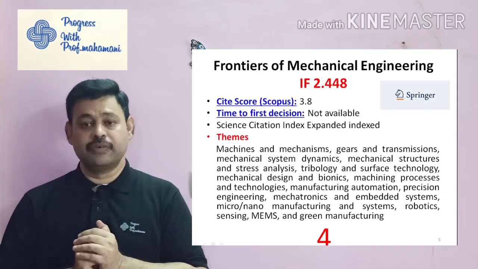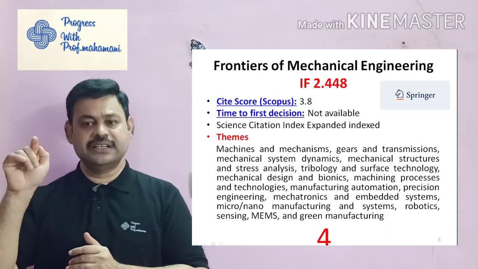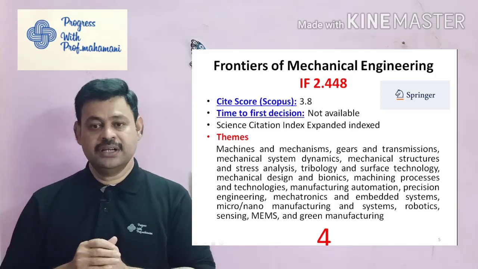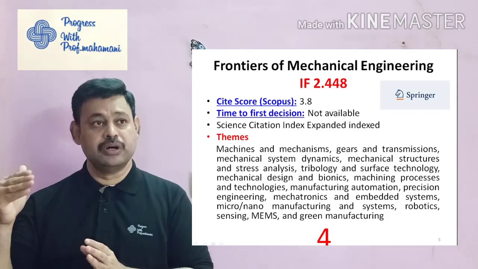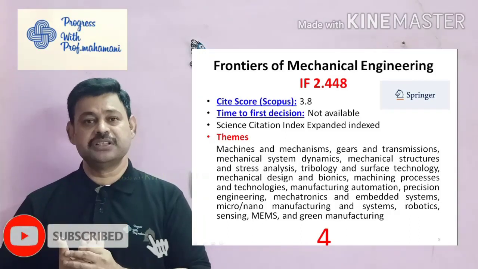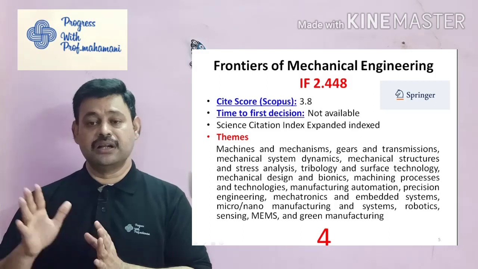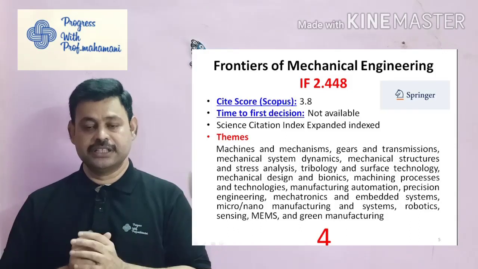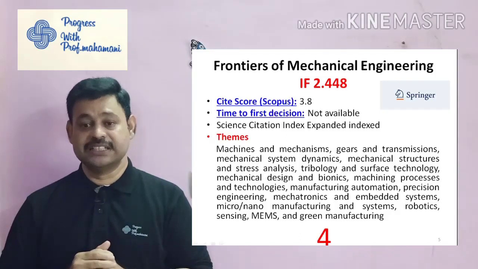Let us go to the fourth journal. The fourth journal is Frontiers of Mechanical Engineering. The impact factor is 2.4. Springer is the publisher running this journal. This is a Scopus indexed journal with a CiteScore of 3.8. Time to first decision, this information is not available on the journal homepage, so I am unable to say. But I downloaded a few papers and checked. They are within 6 months. So article submission to acceptance takes about 6 months. This journal has an impact factor as usual. This is a SCIE indexed journal.